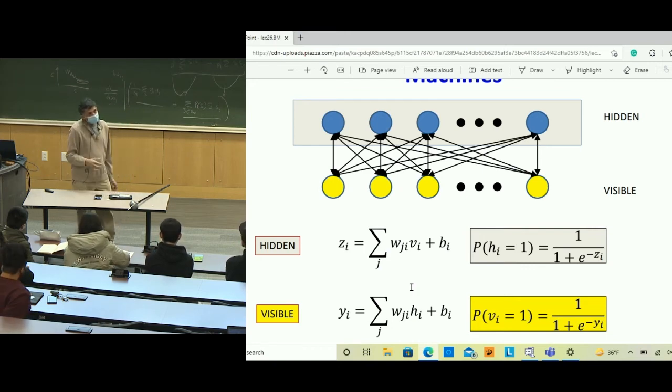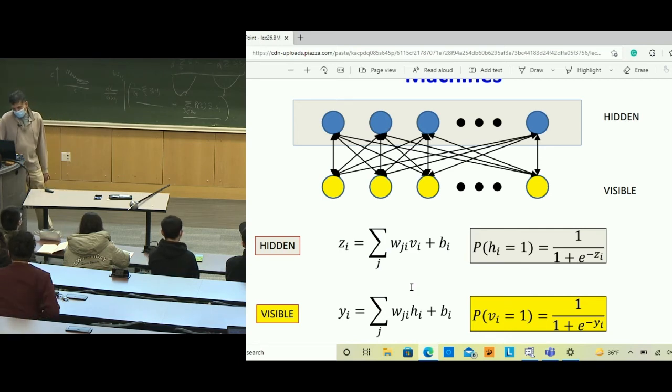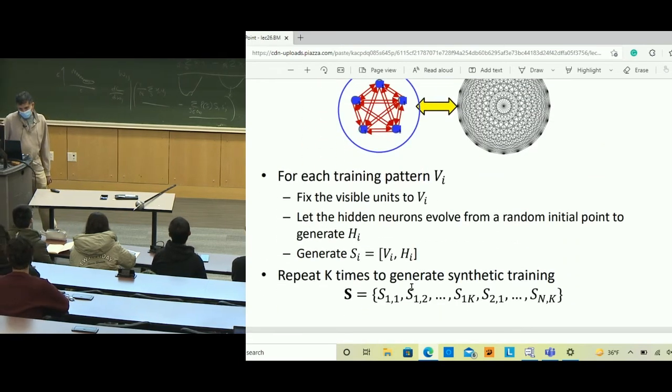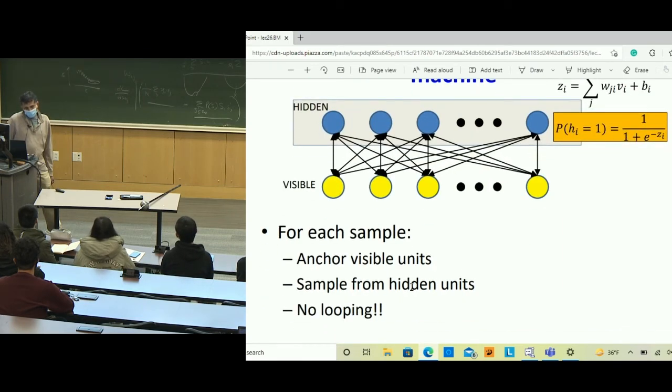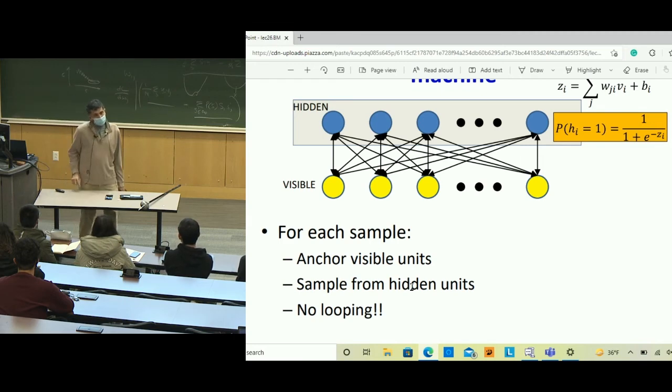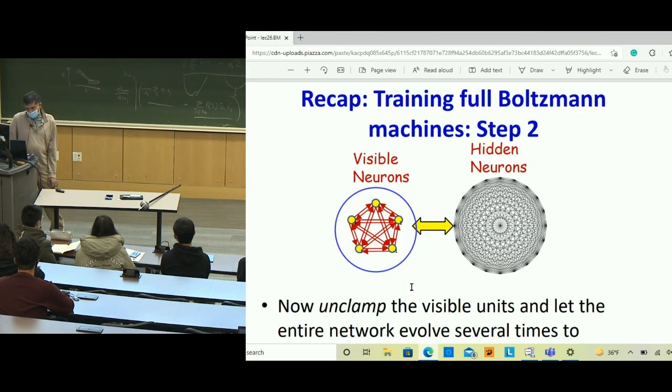So it's very cheap. Something like the earlier setting is really horrible, right? Something like this is really easy. So training becomes easy. I'm going to anchor the visible bits. I'm going to sample the hidden bits once. And then when I do the free running for the second term in the derivative, here's what I do.